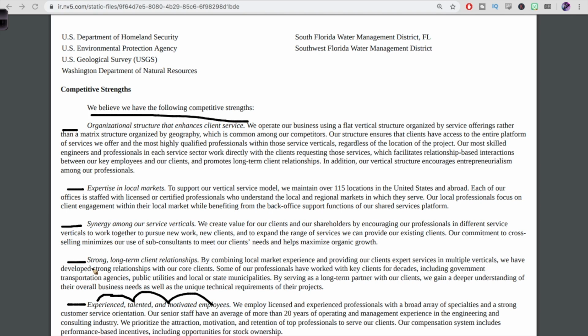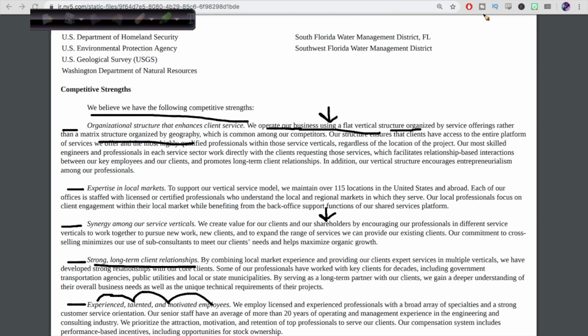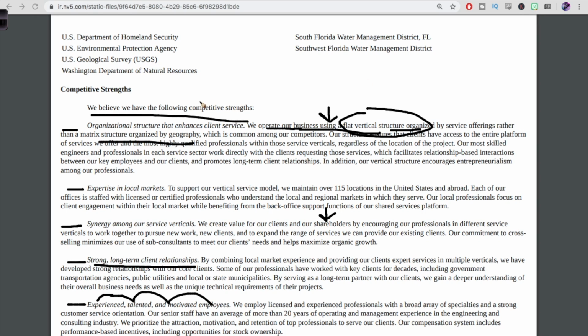Same with strong long-term client relationships. Again, that's great, but is that what's really going to be driving this company forward for the next 10 years? So in this list of 5 strengths, I find that 2 are the most important. This one and this one. The first one is that this business uses a flat vertical structure compared to its competitors, which usually use a structure organized by geography.